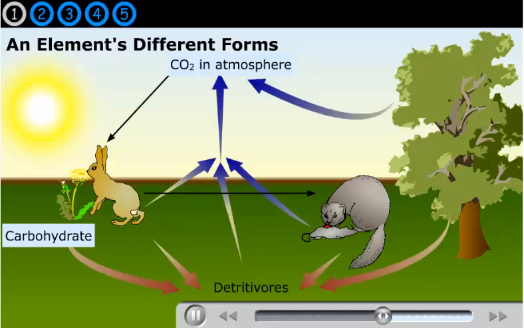Some forms can be used by organisms, and other forms are unusable. For example, the carbon in gaseous carbon dioxide in our atmosphere is unavailable for use by heterotrophs. However, the carbon can be used once an autotroph incorporates it into a carbohydrate through photosynthesis.